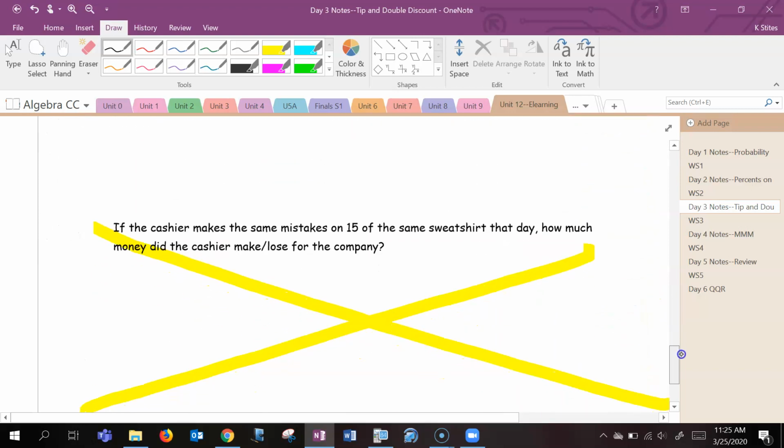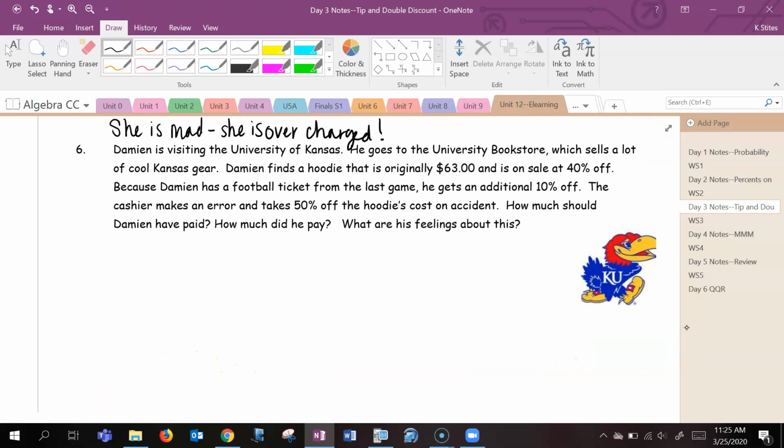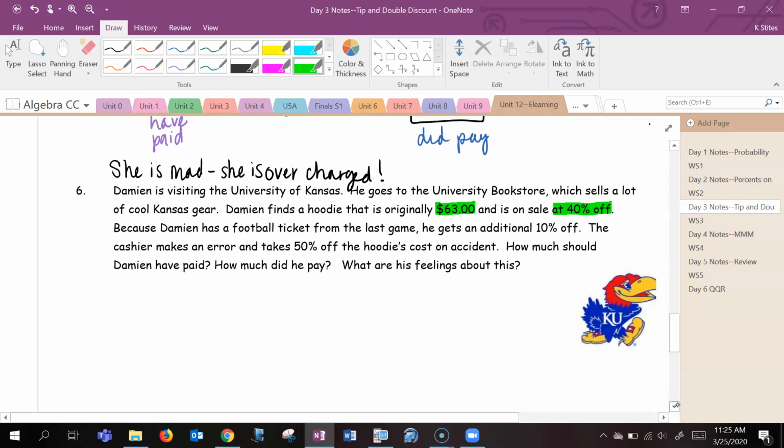All right, we're going to do one more. We're going to skip that bottom question, though. Damien is visiting the University of Kansas. He goes to the university bookstore, which sells a lot of cool Kansas gear. Damien finds a hoodie that is originally $63, and it is on sale at 40% off. Because Damien has a football ticket from the last game, he gets an additional 10% off. The cashier makes an error and takes 50% off the hoodie's cost on accident. How much should Damien have paid? How much did he pay? What are his feelings about this?